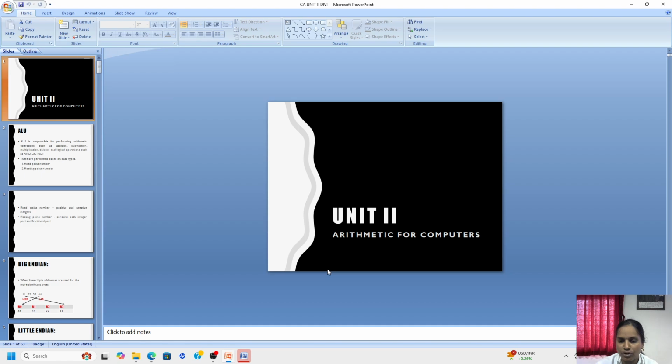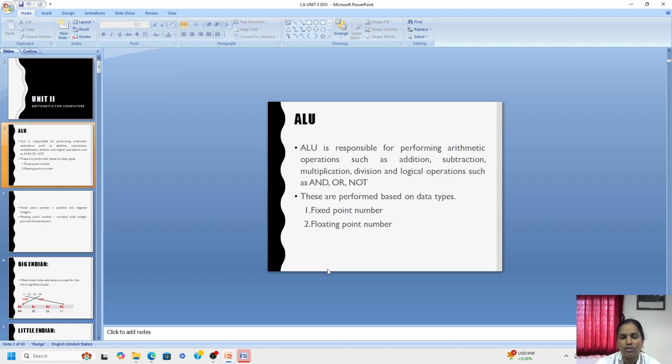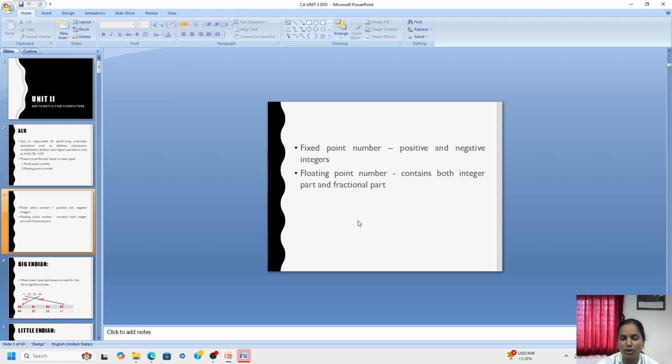Unit 2 in computer architecture is arithmetic for computers. So the first topic is ALU. ALU is responsible for performing arithmetic operations, addition, subtraction, multiplication, division, and logical operations such as AND, OR and NOT. They are performed based on the data type. There are two data types, fixed point number and floating point number.